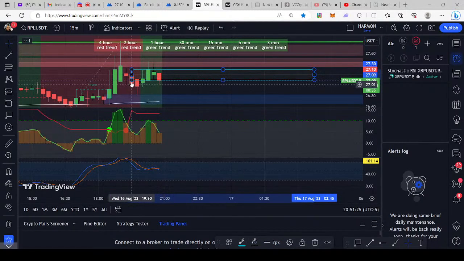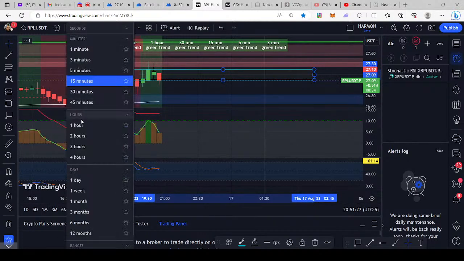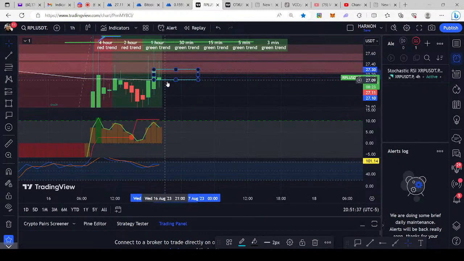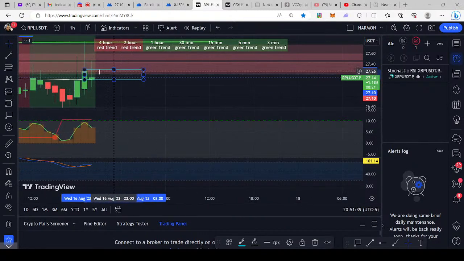And then the 1 hour rejecting the green moon right here, right? So this is kind of like our little section here. So now we're looking for a buy zone in between here. This is where you would be. This is your second entry area, right? Top over here is going to be 27.30. Bottom is going to be 27.11-ish.